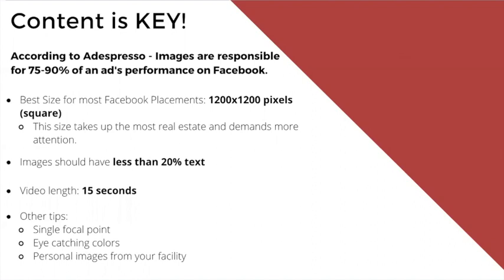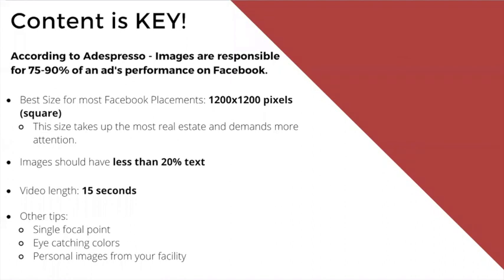So the recommendations right now for most Facebook placements is 1200 by 1200 pixels, which is a square image. The reason for this is because it's optimized for mobile. Most of the traffic and engagement that you will get is from mobile devices. And when you think about 1200 by 1200 in a square, it takes up the most real estate on your screen and it demands more attention. That's not to say that you're not going to get substantial results with a rectangular image or something that doesn't fit these specs, but this is the recommendation for getting that as best as it can be.